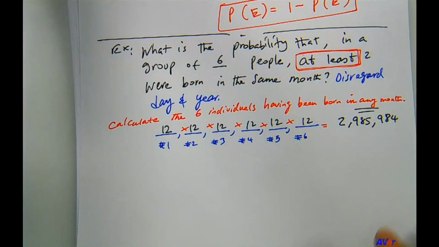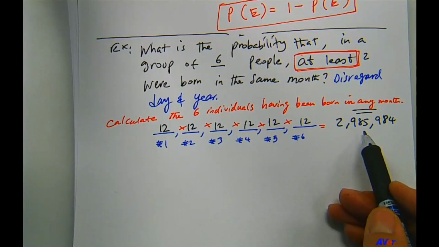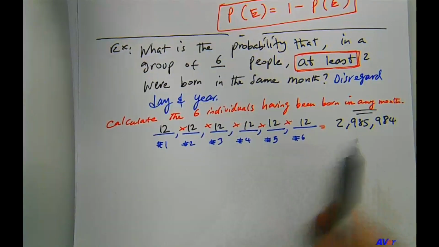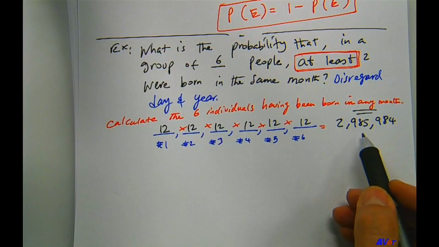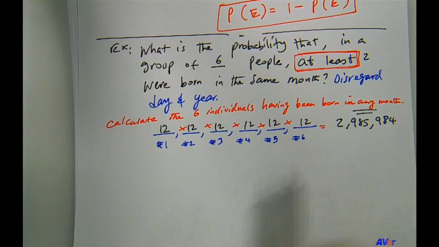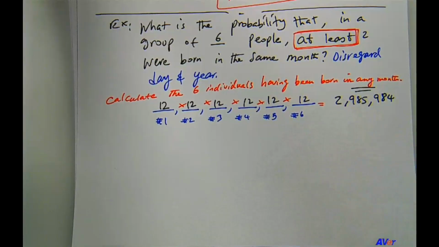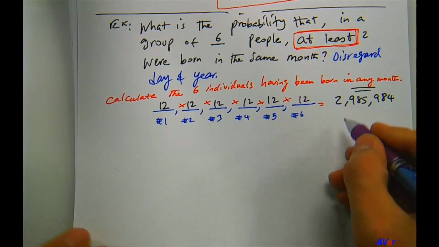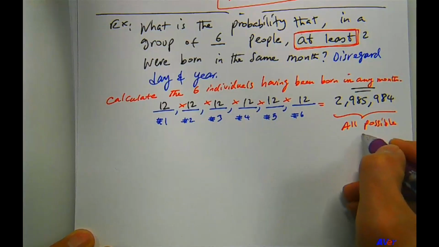2,985,984 possible ways that we could have surveyed these people, and the 6 could have given us answers in which month they were born. These are how many possible ways they could have been born, taken as a group. Okay, so this is all possible outcomes.